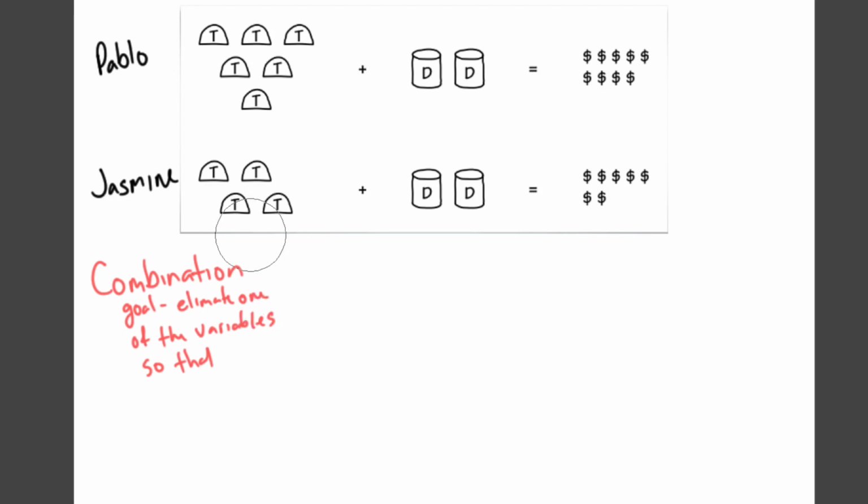I don't need to write all that out. So anyways, using combination, I'm going to leave that there and erase this. So let's talk about what it means to solve something through combination.